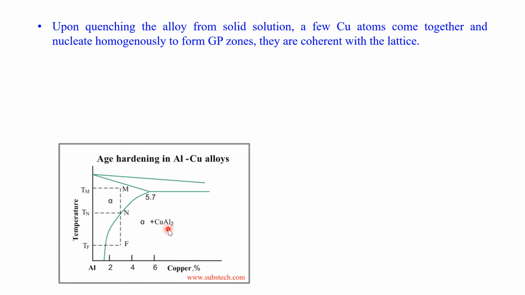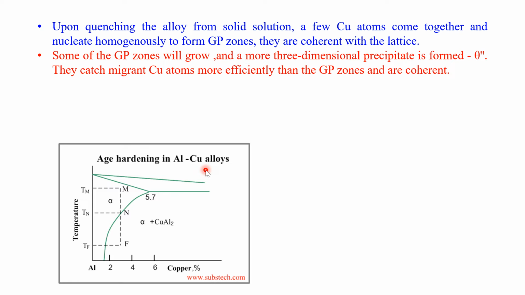But we need to understand that the CuAl2 precipitate is not immediately formed at point F. Slowly, when we are heating the material from F to N, a number of stages will be passed, after which we finally get alpha plus CuAl2 precipitate. Upon quenching the alloy from the solid solution, the copper atoms start coming together and nucleating homogeneously to form what are known as Guinier-Preston zones or GP zones. These GP zones are coherent with the lattice of the Al-Cu system. Then some of the GP zones start growing and a three-dimensional precipitate forms. This precipitate is called theta double prime.